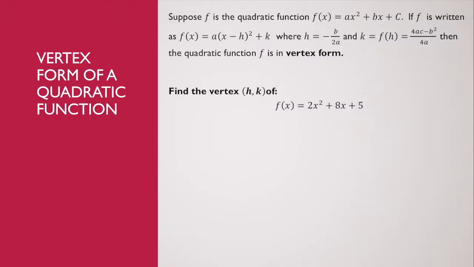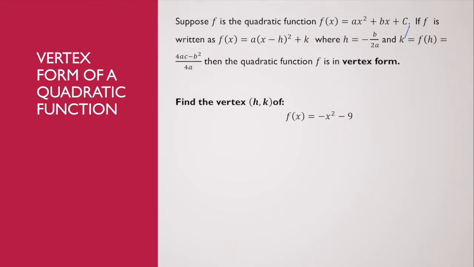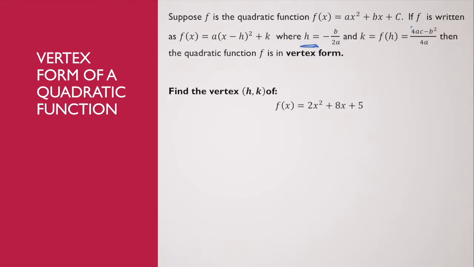So let's suppose the quadratic function f of x equals ax squared plus bx plus c, and if f is written as f of x equals a times x minus h squared plus k. What I want us to do is I want to find our vertex. So I know that my k is f of h. There's a formula for it, but I don't care for it. We're going to ignore that.